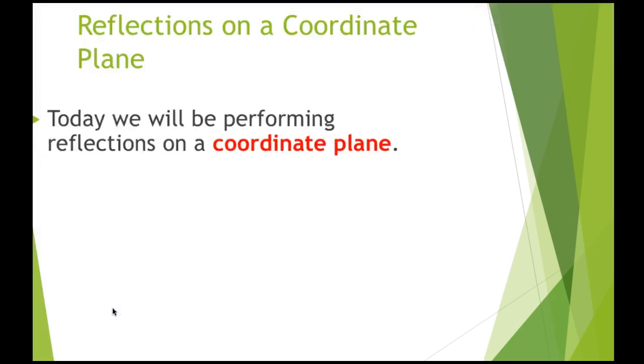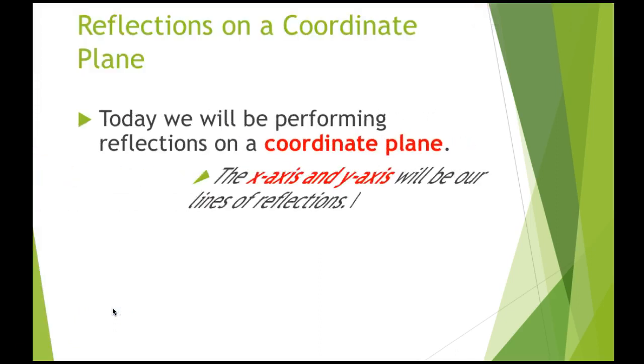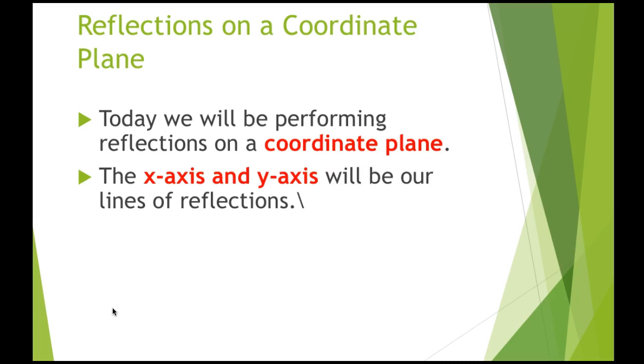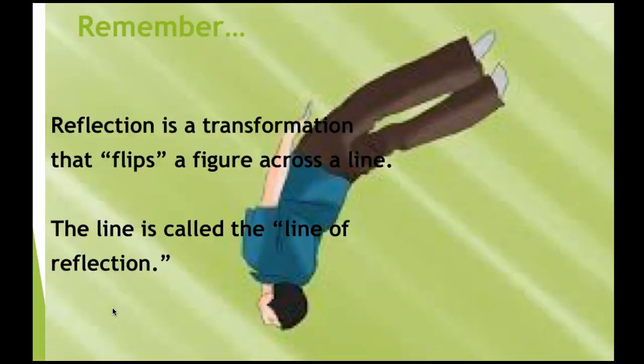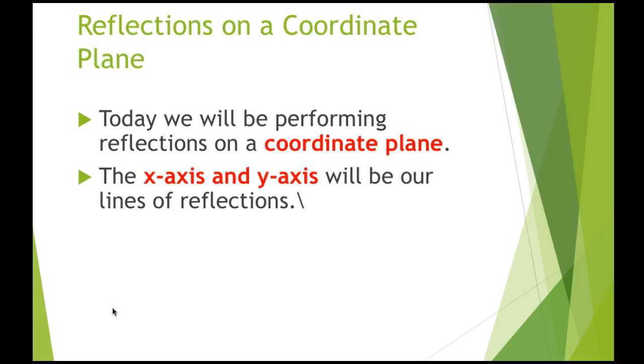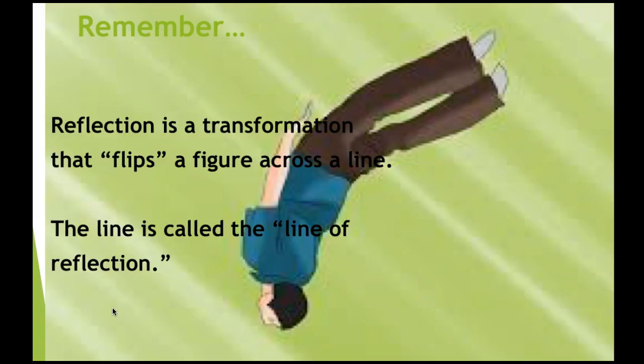All right, so when we talk about reflections, we're generally going to be reflecting objects on this level over the x-axis or the y-axis. Remember, a reflection is a type of transformation that basically flips the image across a line. The line that it reflects across is what we call the reflection line.